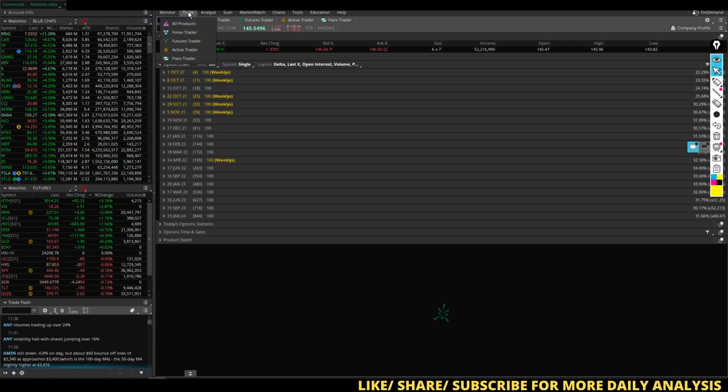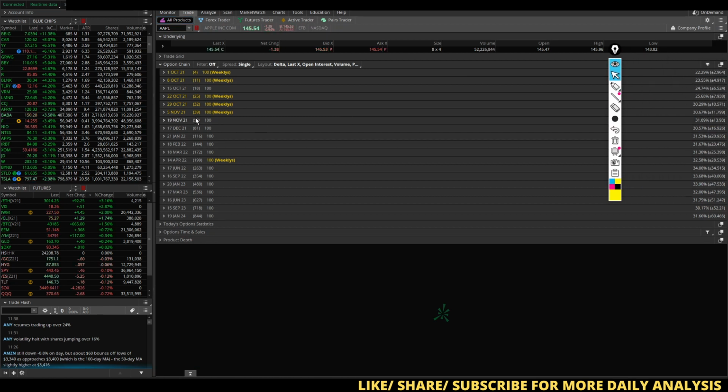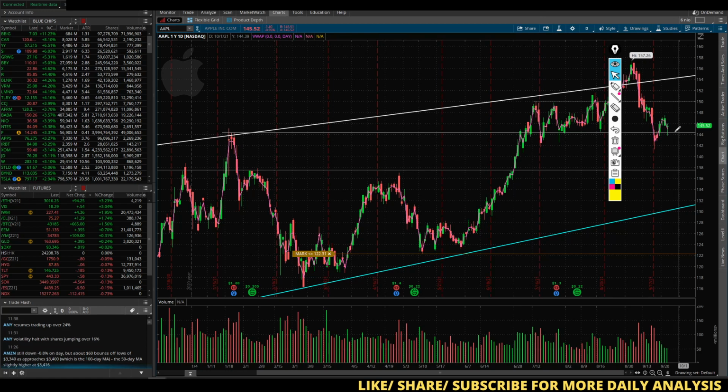So all we can see here is that the stock is implying by November 19th, which would include their earnings, a $17 move. By October 15th, it's implying $6.50 to the upside or to the downside. So let's see what happens. But at the moment, it's at that support level, 144.50.